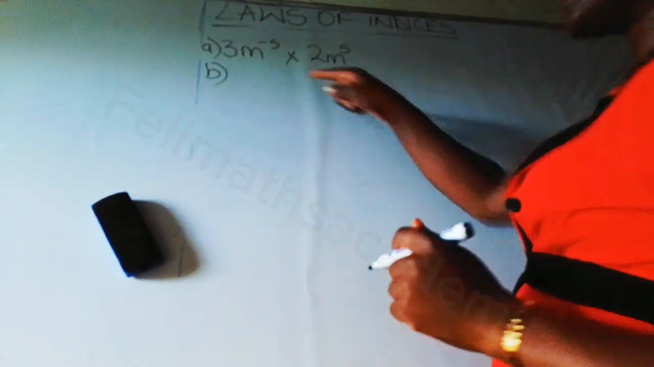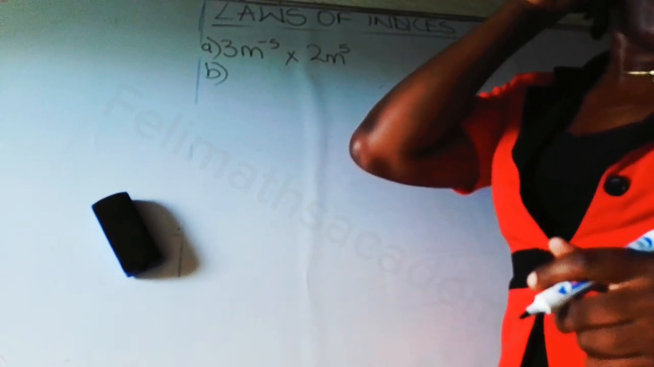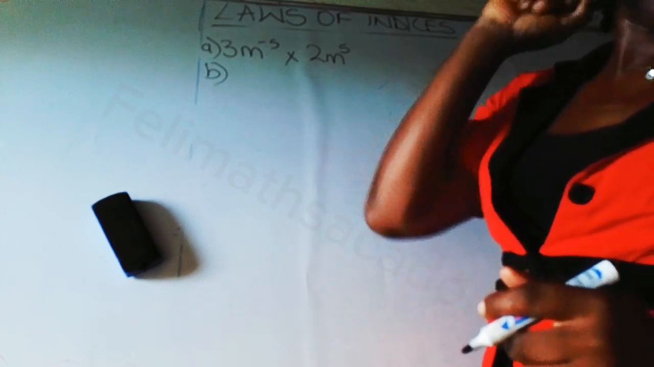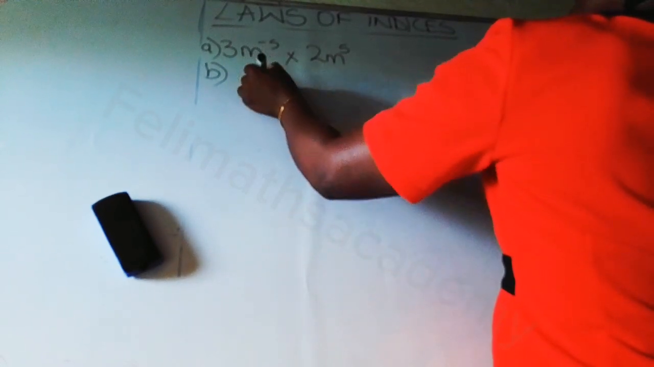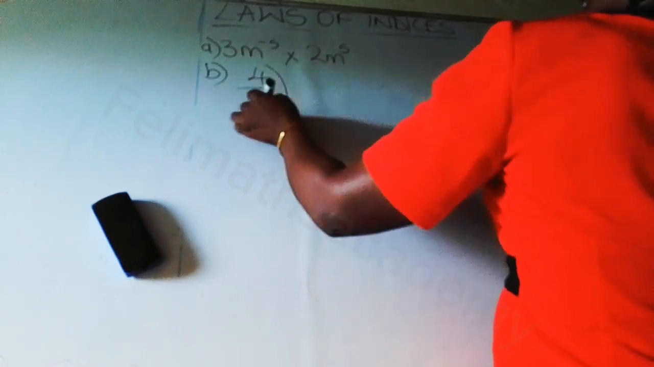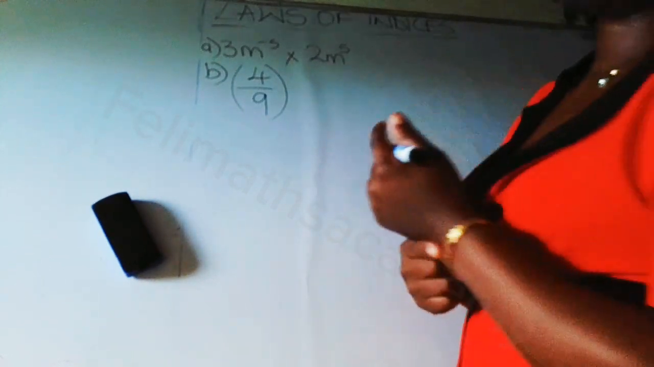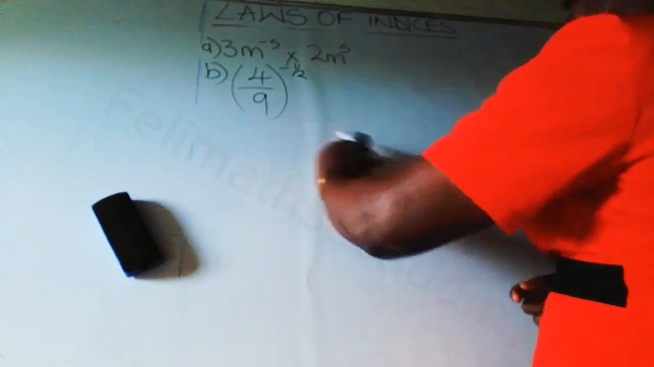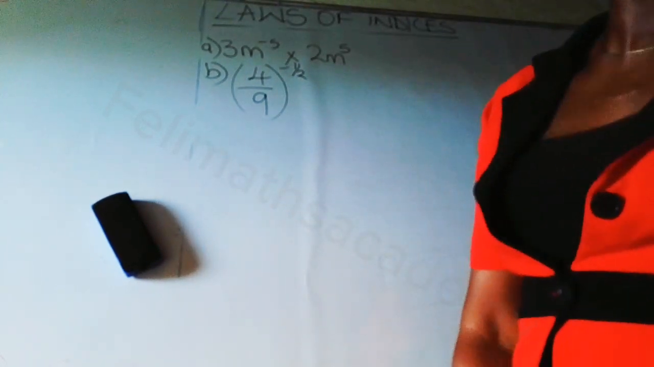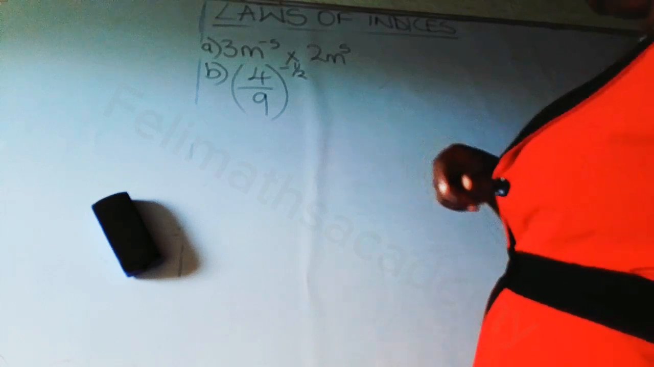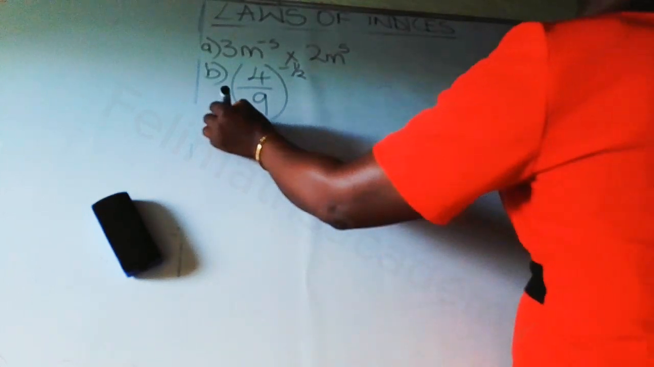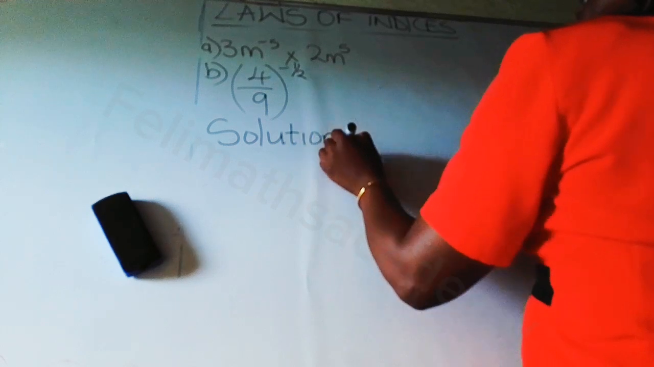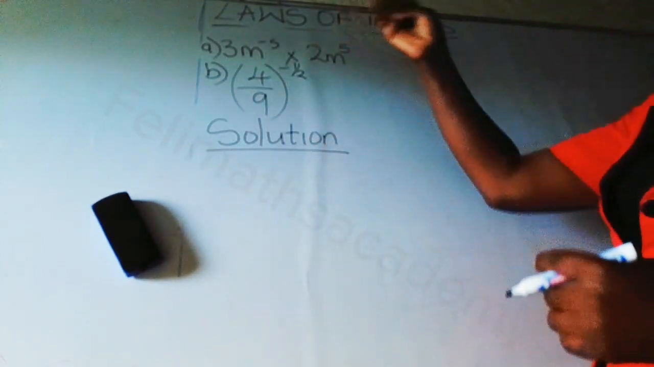I'm more interested in the B part. Question June 2011, question 11, paper 1: 4 over 9 to the power of negative half. I'm most interested in part B, which is worth 2 marks. Right, A.